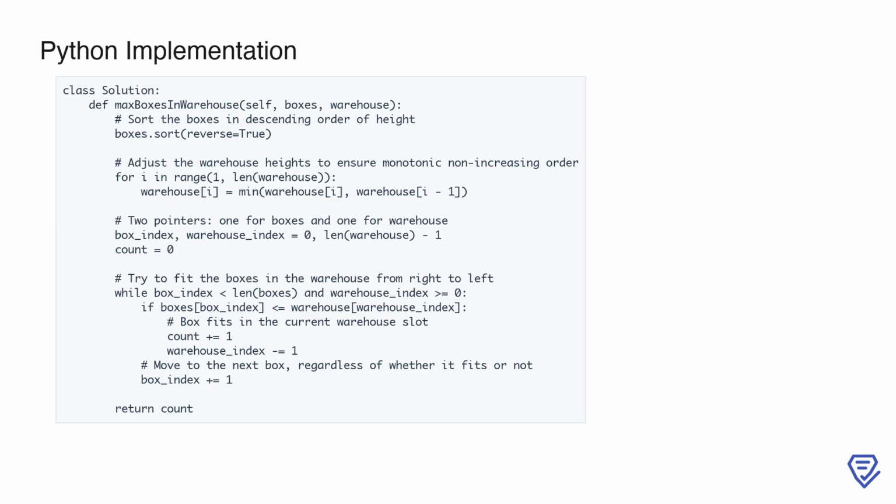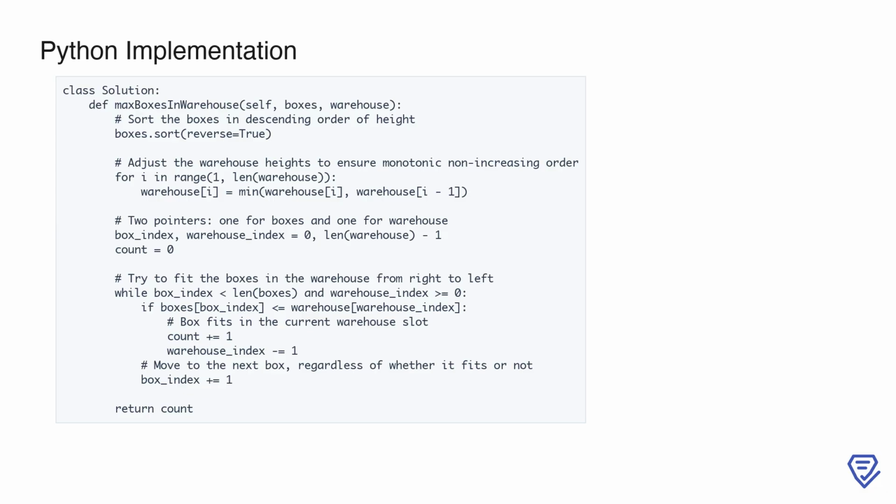Complexity analysis. Sorting boxes takes O(m * log m), where m is the number of boxes. Adjusting the warehouse heights takes O(n), where n is the length of the warehouse. The two-pointer traversal takes O(m + n). Thus, the overall time complexity is O(m * log m + n), which is efficient given the constraints.